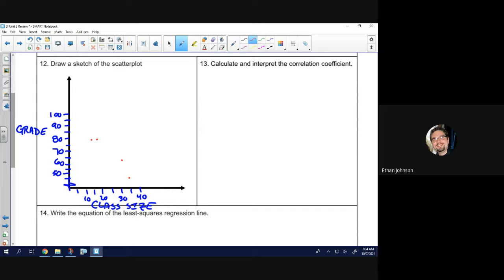13, calculate and interpret the correlation coefficient. So once again, you type the numbers in the calculator. L1 is your class size, L2 is your grade. And we will find out that it is a negative 0.9033. So then what does that mean? Well, it is a strong negative linear correlation.